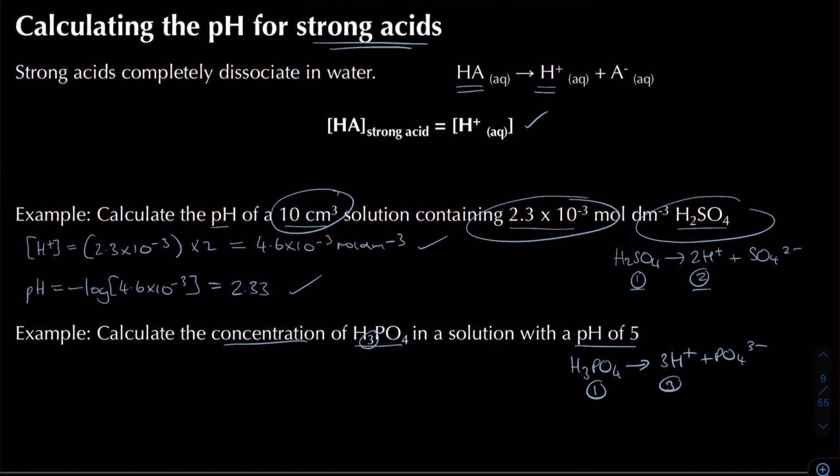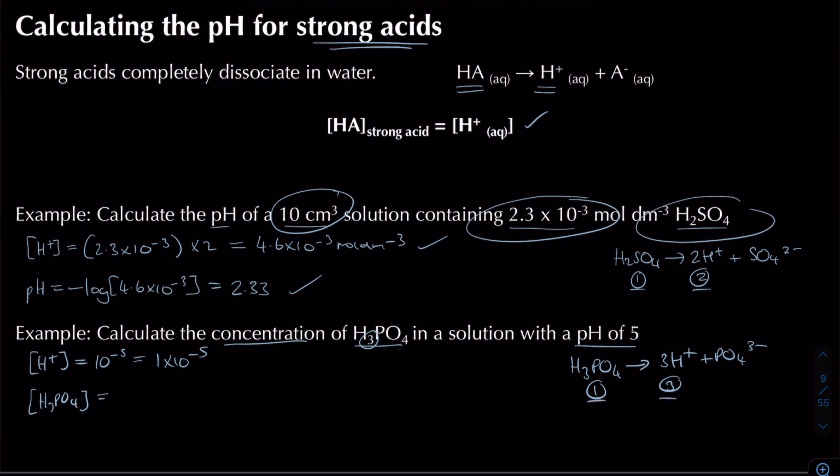Now, if that's the case, right, we're working backwards here. So if I were to first start off by finding my concentration of H+, which I can do by doing 10 to the minus of the pH, which is 5, I end up with a value which is going to be 1 × 10^-5. And then I can find the concentration of phosphoric acid if I know that I've got a 1 to 3 ratio here.